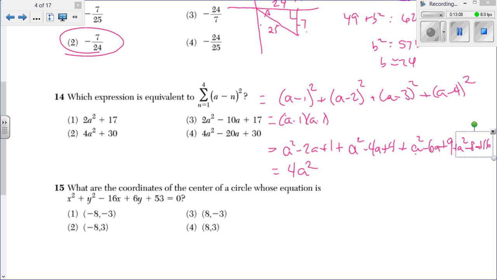Negative 2 and negative 4 is negative 6. Negative 6 and negative 6 is negative 12. Negative 12 and negative 8 is negative 20a. 1 plus 4 is 5. 5 plus 9 is 14. 14 plus 16 is 30. So it's choice 4. The hard part about that one is the fact that you have to write it twice and actually FOIL it out.